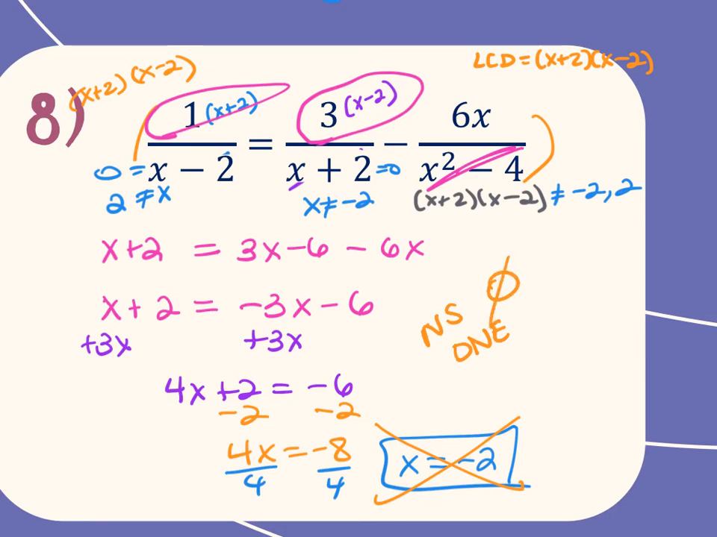You could put a 0 with a strike through it if it was a short answer. You could put no solution, okay? On WebAssign it wants DNE.